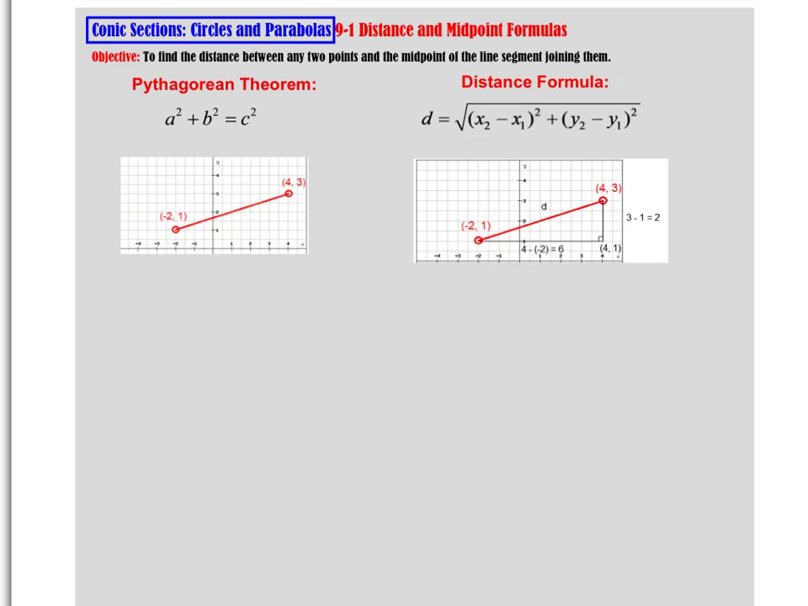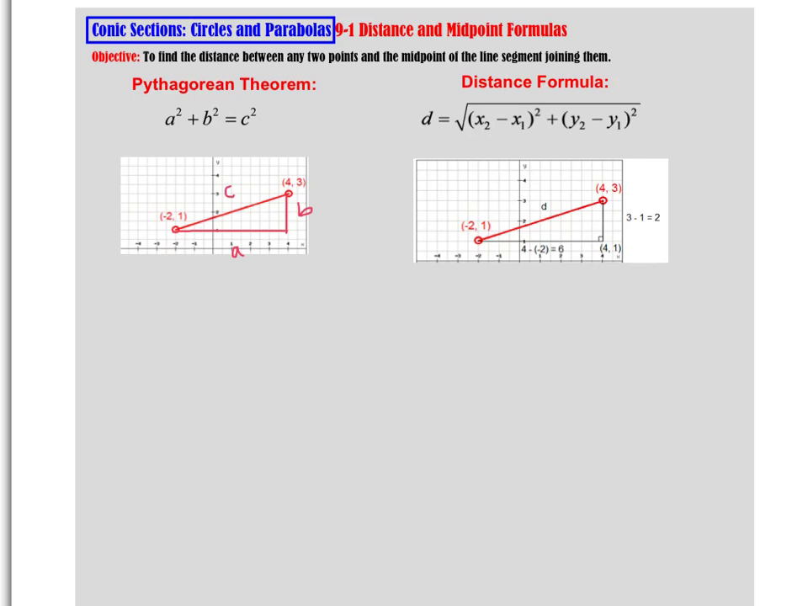So we remember the Pythagorean theorem. So you can see that on the left here. A squared plus b squared equals c squared. Pythagorean theorem, when we think about making this into a triangle, then we have side lengths A, B, and C. And we know that the length of A squared plus the length of B squared will equal the length of C squared. Well, we can think about the distance formula the same way.